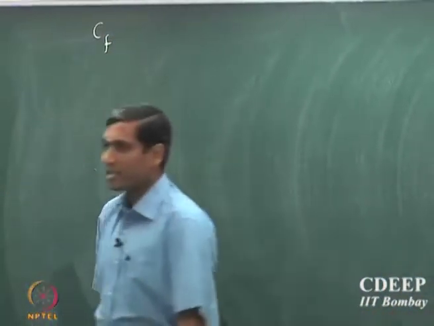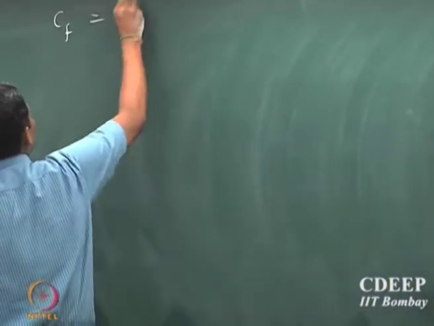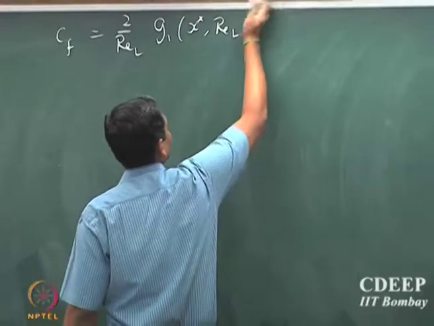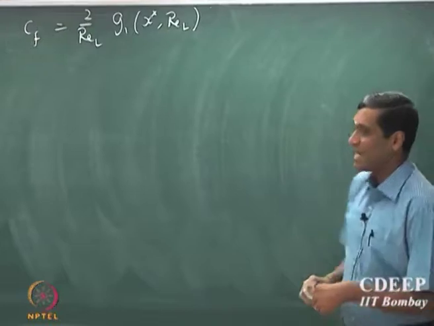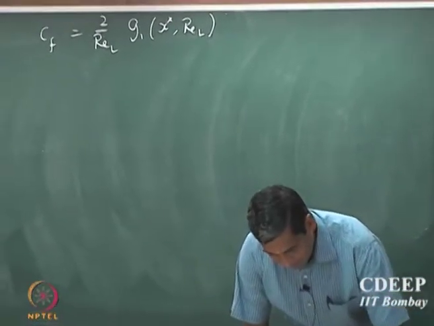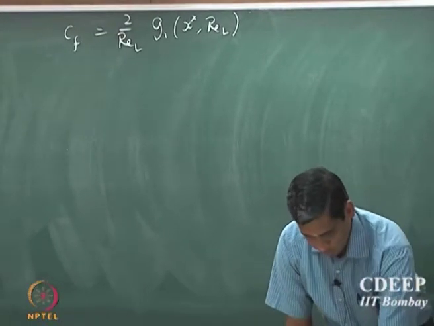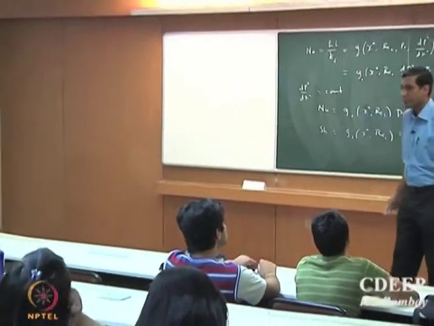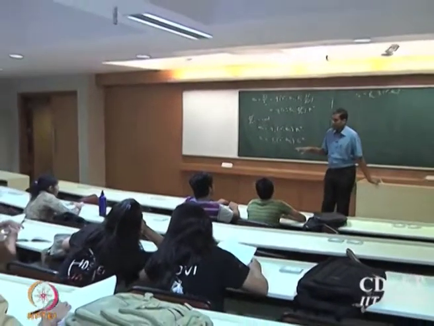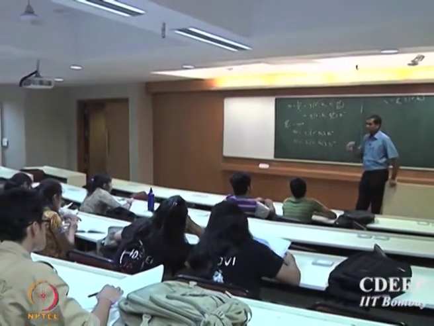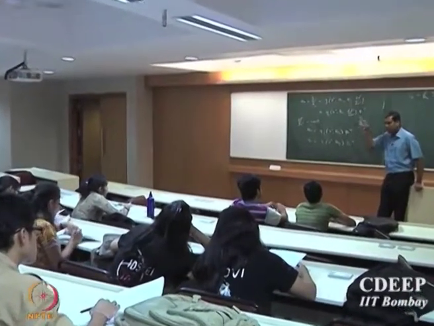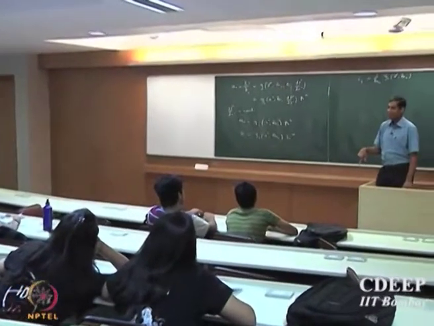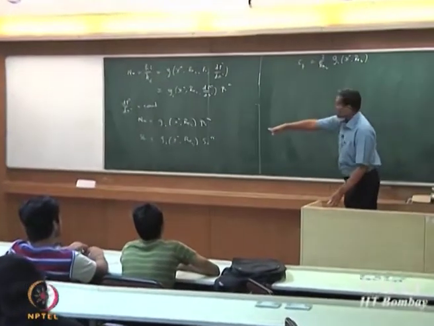For the momentum boundary layer, we said that the friction coefficient is given by 2 by Reynolds number into the same functional form, G1 of x star, REL. Now, if I am going to relate these three, how do I know this functional form would be just G1? The reason is that if you remember the model equations, the scaling in front of the diffusion term in the momentum equation is 1 by REL, in the heat transport equation is 1 by REL into 1 by Prandtl number, and in the mass transport equation is 1 by REL into 1 by Schmidt number. That is why the functional form will be the same. So, now we can relate these functional forms.